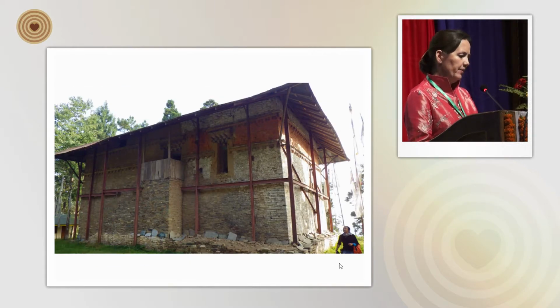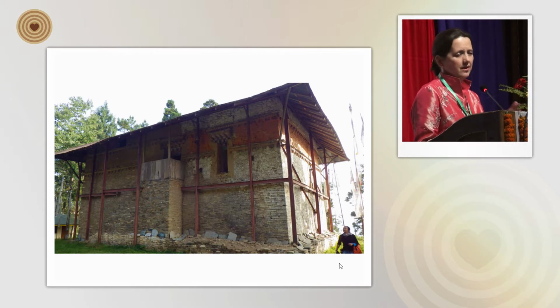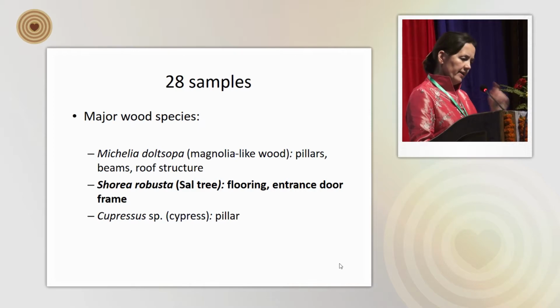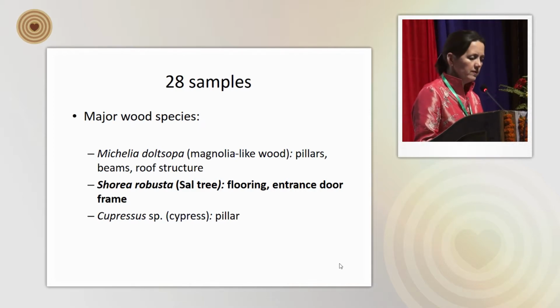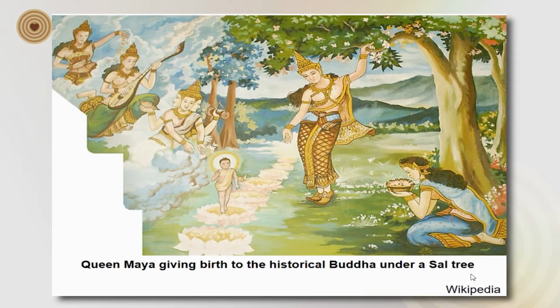So this is the temple, and it has not been restored, but you see it has been secured by these structures after earthquake, again after earthquake. And then one of the major tree species is Shorea robusta, the Sal Tree, and it was used for the flooring, which needs a very hard wood. I didn't show the tree as it's growing now.